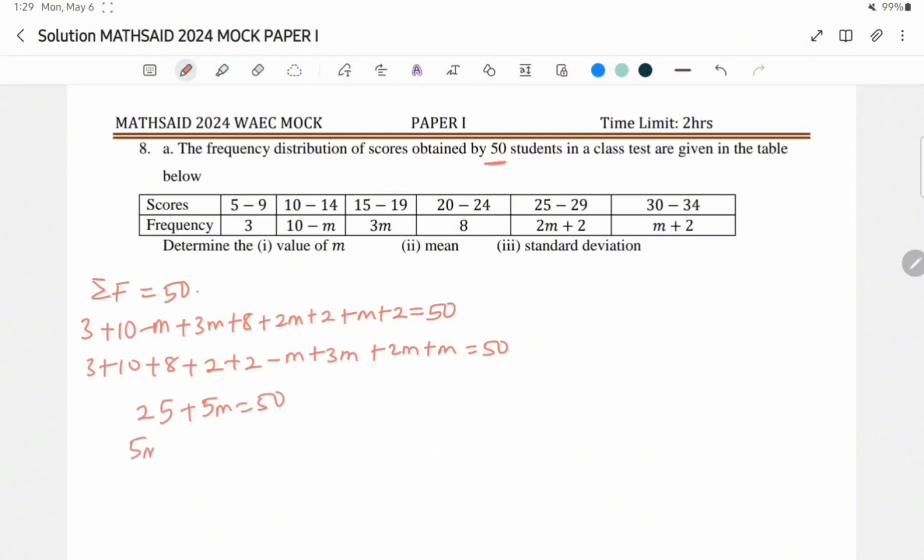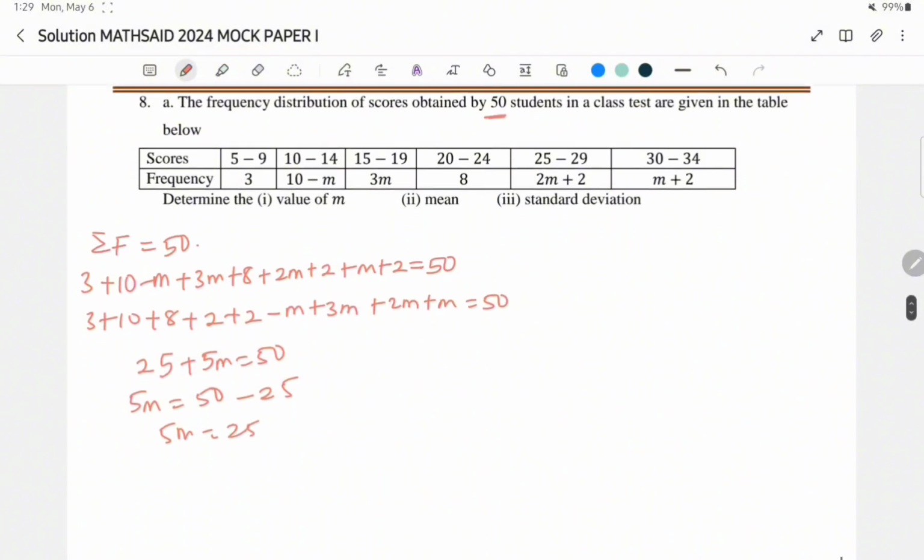That means 5M is equal to 50 minus 25. So 5M is 25. That means M is 25 divided by 5, which is 5. That's the value of M. The second part, we are asked to calculate the mean.